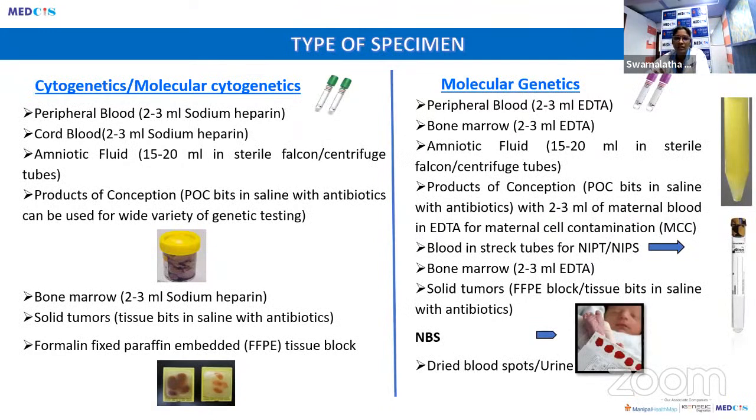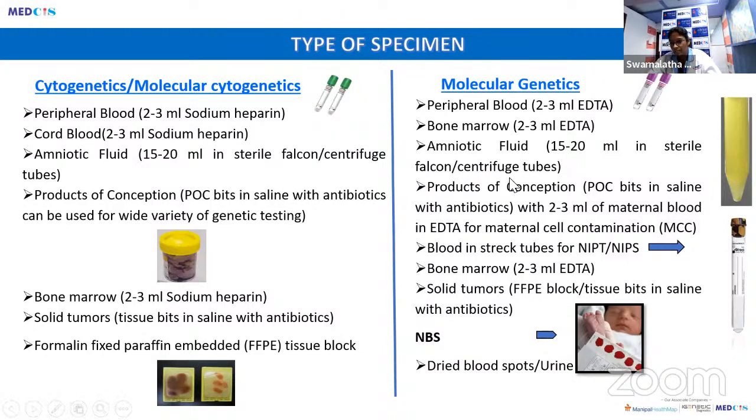Usually in cytogenetics and molecular genetics, different sample types are used. Coming to cytogenetics, a simple way to remember is sodium heparin, where we do all the peripheral blood testing. Amniotic fluid is also used for chromosome analysis, and it can be done even on POC samples, bone marrow, solid tumors, and formalin-fixed paraffin-embedded samples. These sample types are generally used for cytogenetic testing.